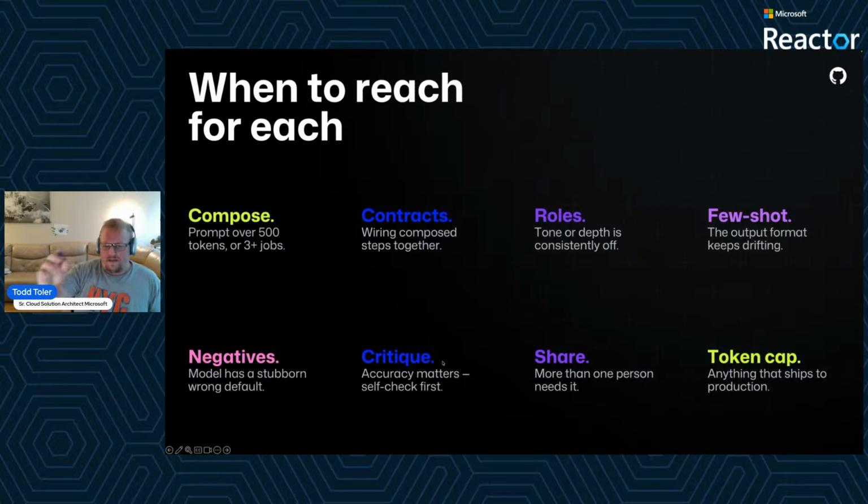Roles is another one: I'm a product manager, tell me this. You want to use that when the tone or depth is consistently off, when things are just wrong. Contracts, when you're wiring compose steps together, so you want to build all those together. And then negatives, if the model has a stubborn wrong default, you can tell it not to do certain things. Don't check for this, don't check for that.